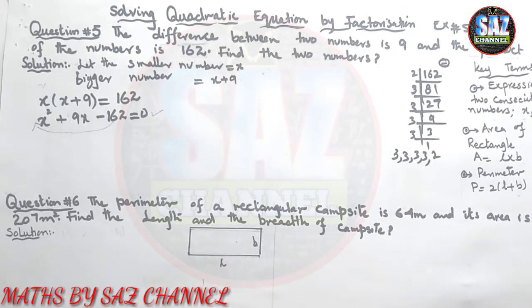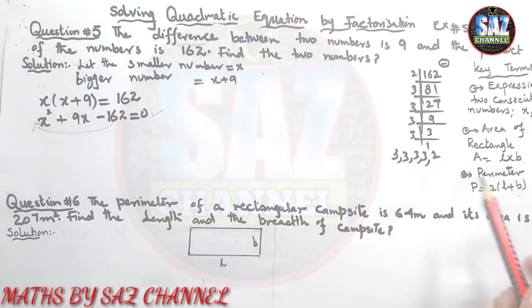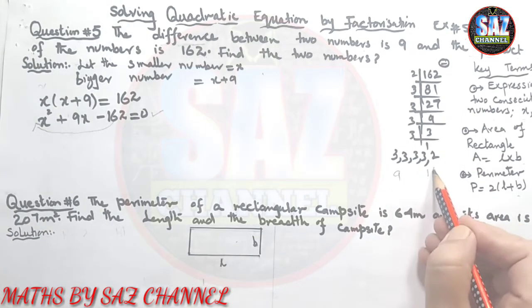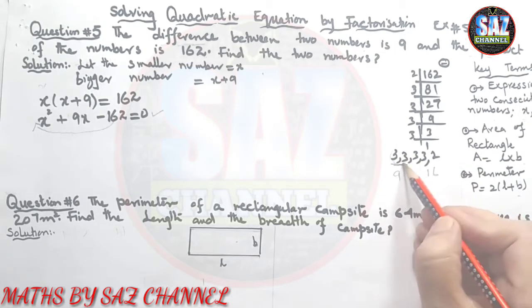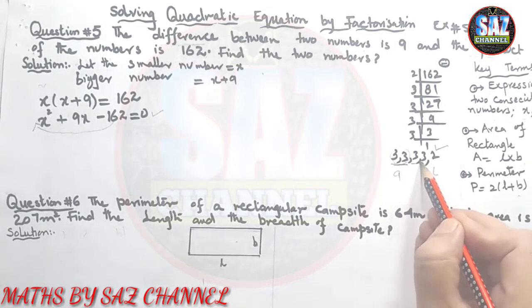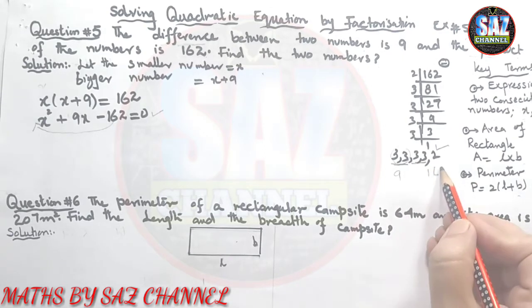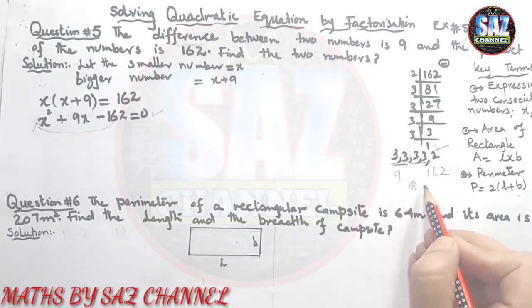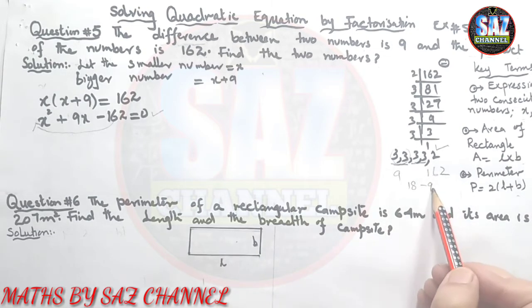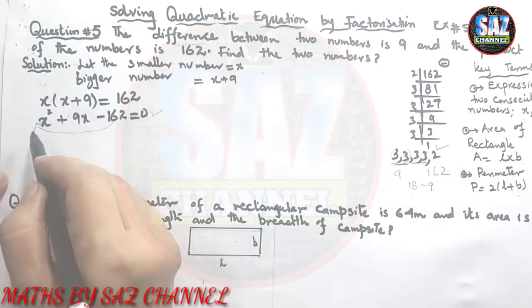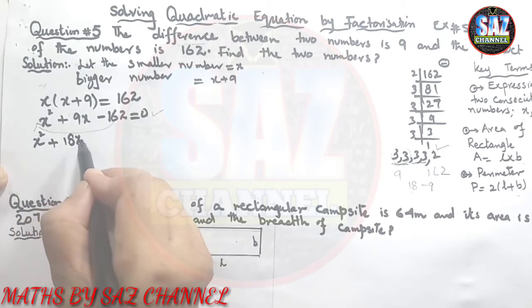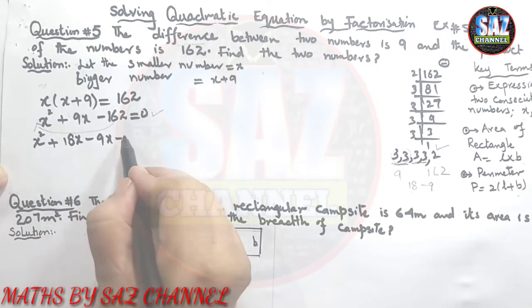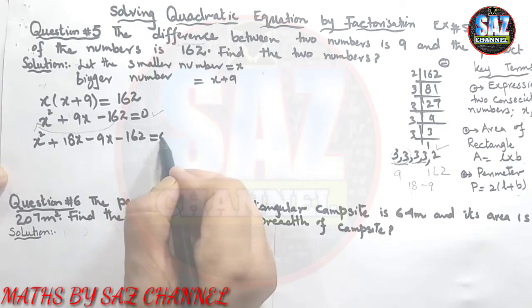Now I have to set the factors in such a way that I can get 9 and 162 at the same time. So I'm taking 3 3s are 9, 2s are 18 at one place and 9 at one place, because 18 minus 9 can give me 9, and 18 multiplied by 9 is 162. So divide this expression into 4 terms: plus 18x minus 9x minus 162 equals 0.